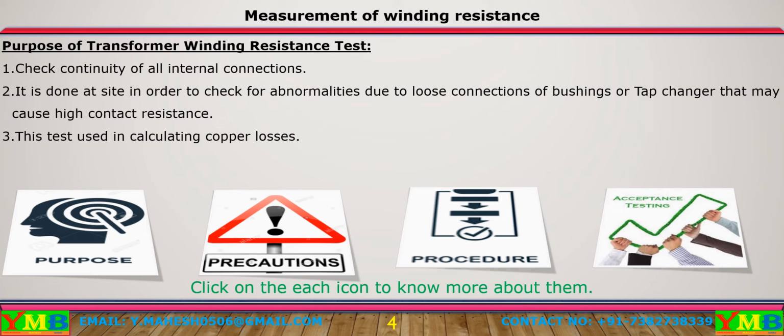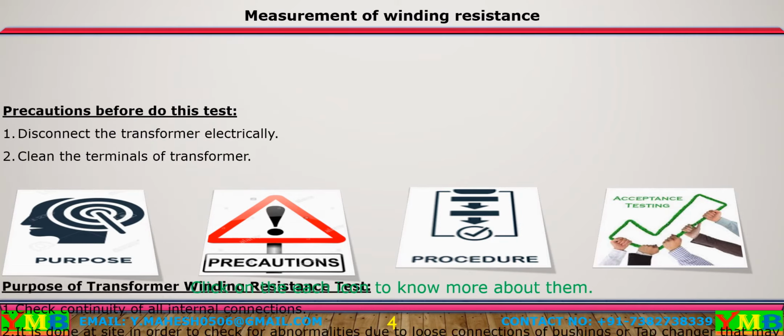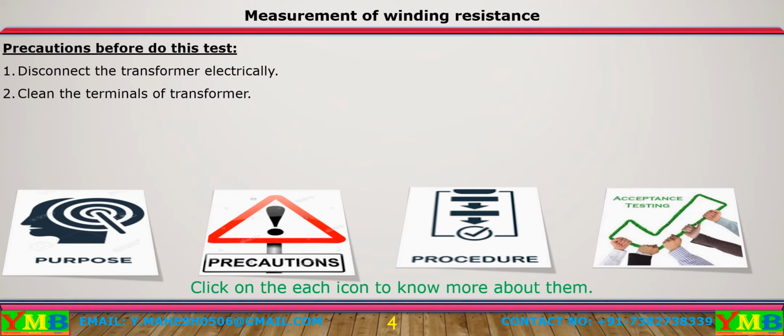Purpose of the transformer winding resistance test. By using this test, we can check the continuity of all internal connections, and it is done at the site in order to check the abnormalities due to loose connections of bushings or tap changer. And by using this test, we can calculate the copper loss. Before doing this test, we should take precautions. First, disconnect the transformer electrically and clean the terminals of the transformer.